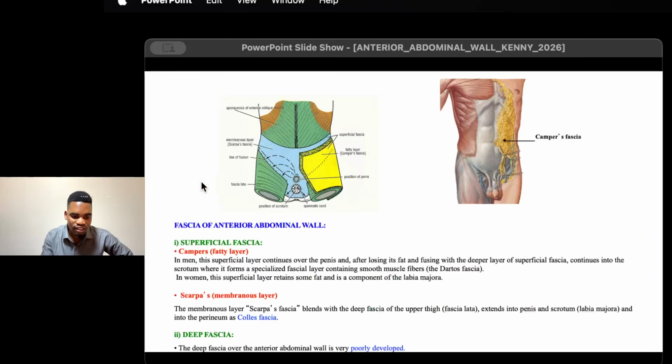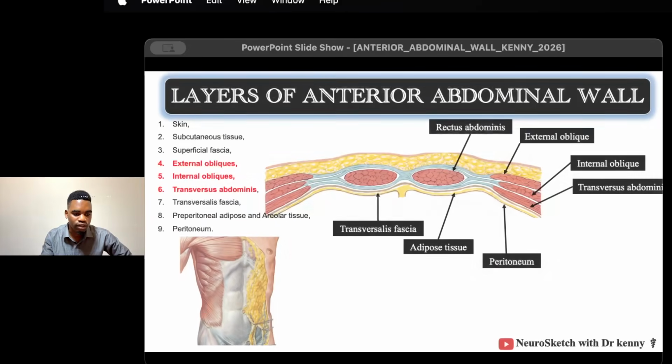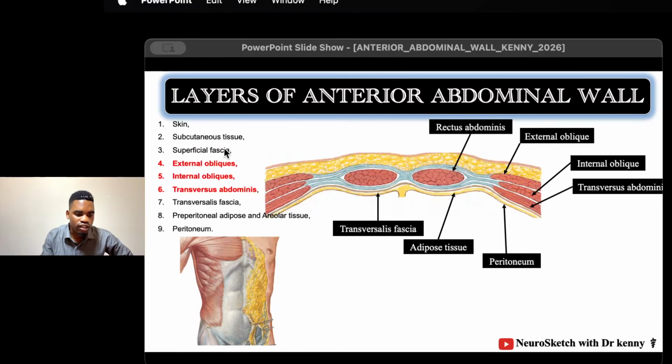But let me give you a snapshot of the superficial fascia. You have the explanations here. And the deep fascia, as I told you, is poorly developed. This is the fatty layer of the superficial fascia, and this is the deep membranous layer of the superficial fascia. This is Camper's fascia. Now let's go to the muscles. We said you have 3 muscles that we mentioned in these 9 layers.